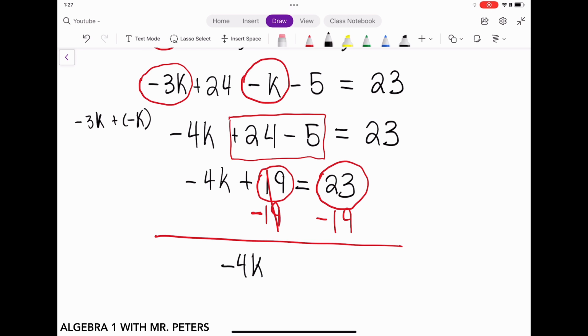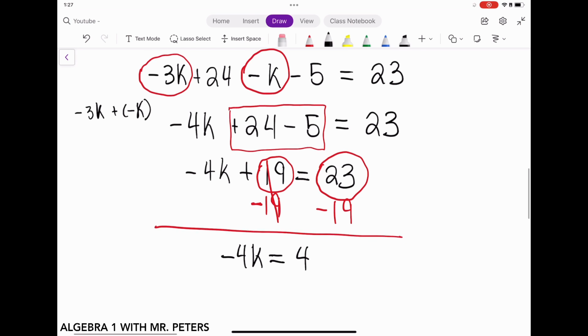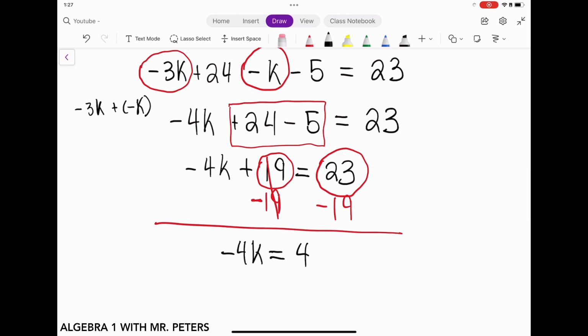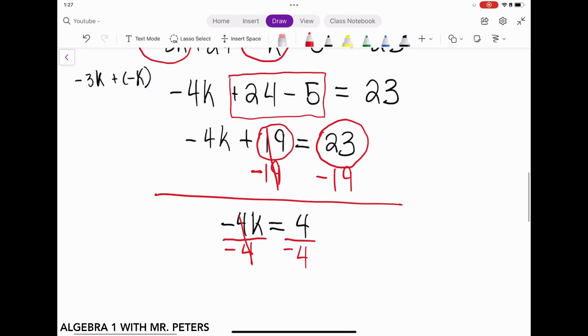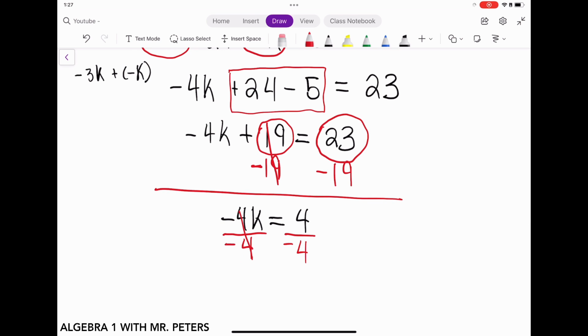We distributed already. There's nothing else to distribute. We've added all our like terms. So now we can solve just like we did in the previous problem. We're looking for a number that when we multiply it by negative 4 is going to give us a positive 4. To figure that out, I'm going to divide by negative 4. Now we're saying that k is equal to 4 divided by negative 4. So we know that our answer is k is equal to negative 1.